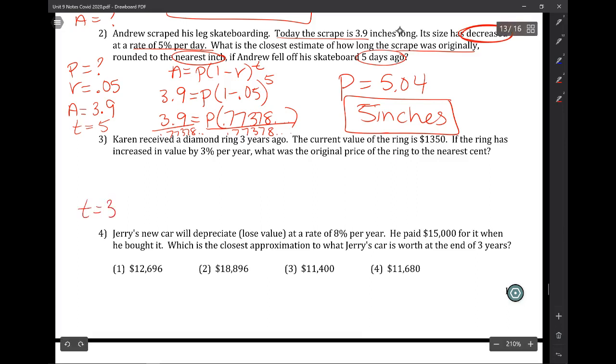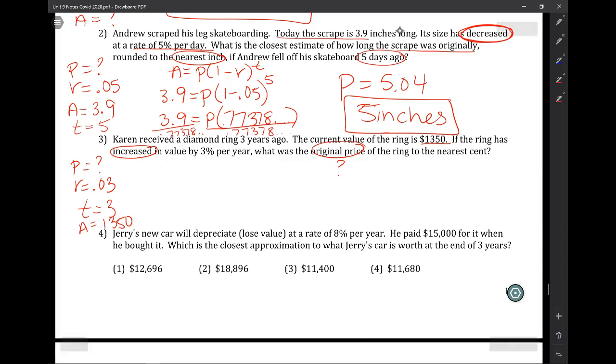The current value is 1,500. So that's the current value. If the ring has increased, so we're going to use the plus sign, by 3%, so 3% as a rate would be 0.03. What was the original price? I don't know P. But I do know A because it's after those 3 years. Its after amount was 1,350.